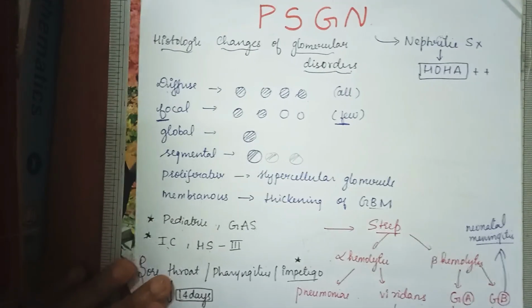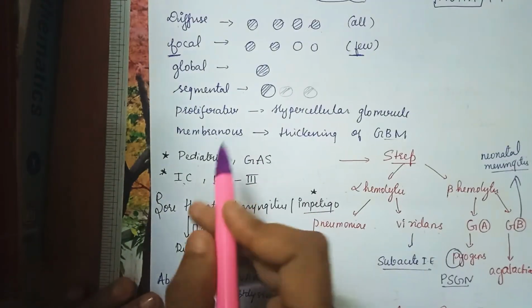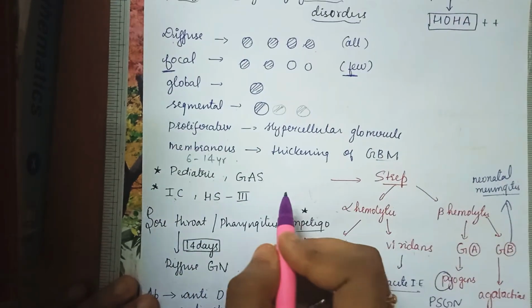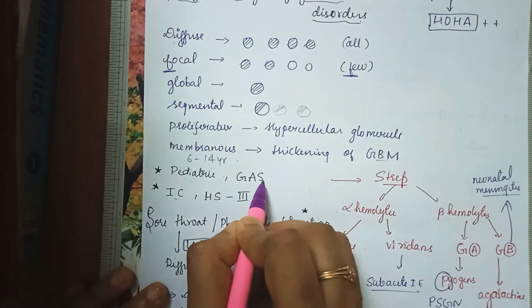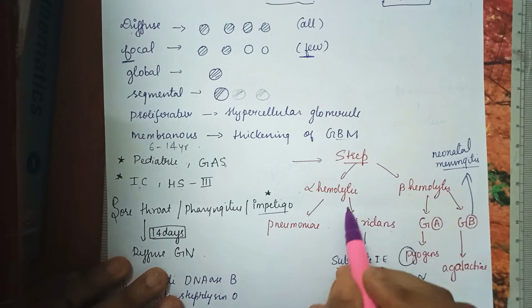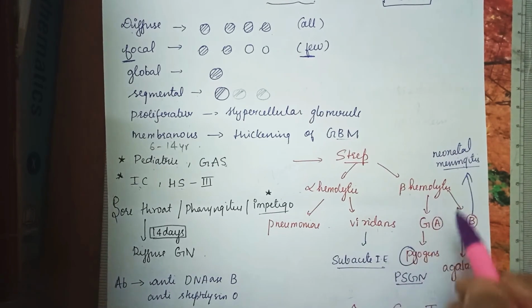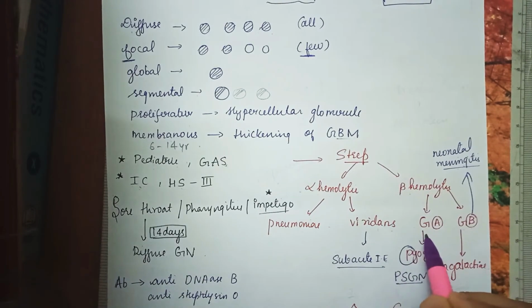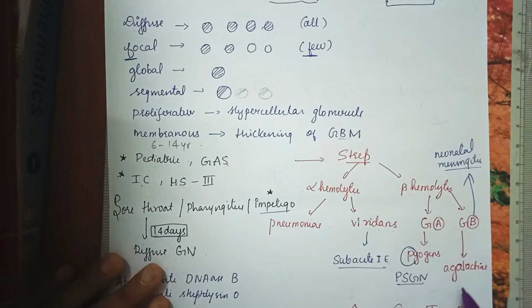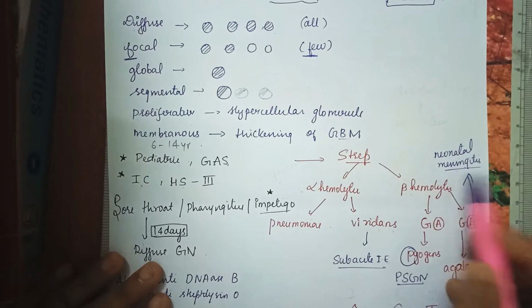Now starting with PSGN. As the name indicates, this is caused by streptococcus. This is seen in the pediatric age group, mainly 6 to 14-year-olds, and it is mainly caused by group A streptococcus. A small microlink: streptococcus is divided into alpha and beta hemolytic. Alpha hemolytic includes streptococcus pneumoniae and viridans, while beta hemolytic has group A and group B. Group A is streptococcus pyogenes, whereas group B is agalactiae. Agalactiae, group B, causes meningitis in babies.